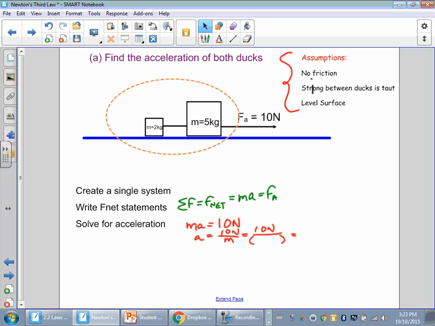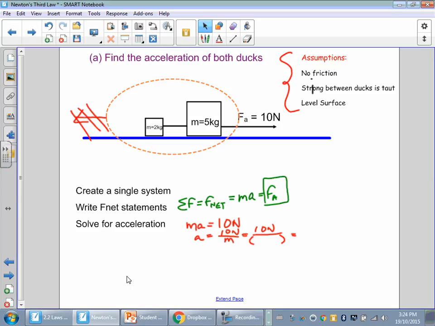So our F-net statement is here, F-net equals ma, but also we are writing out the forces acting on this object, on this system. And the main force acting on the system is the 10 newtons applied force. There's no friction. We don't need to worry about friction on the back end because we're saying there is no friction, but there is applied force. And so we have a very simple equation of MA is equal to FA, because the F net is only being caused in this instance by the applied force.